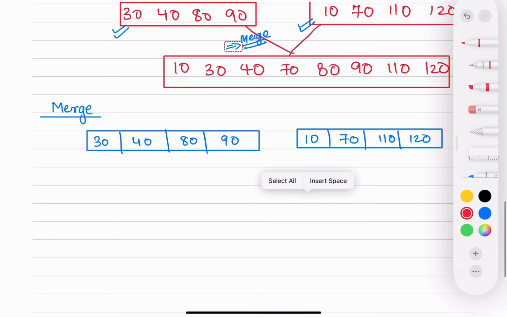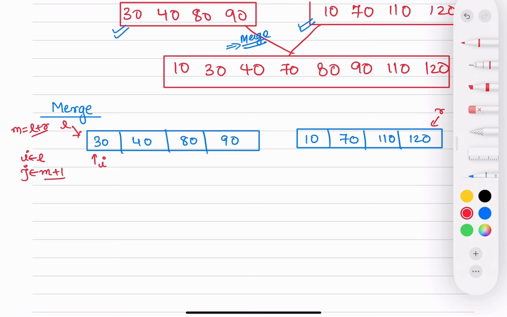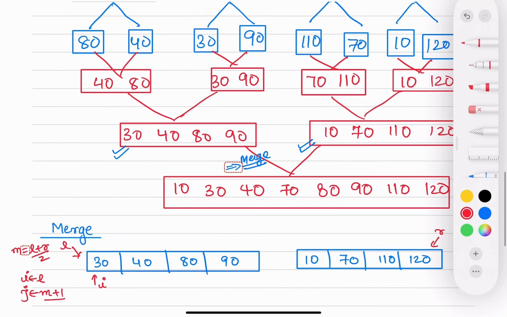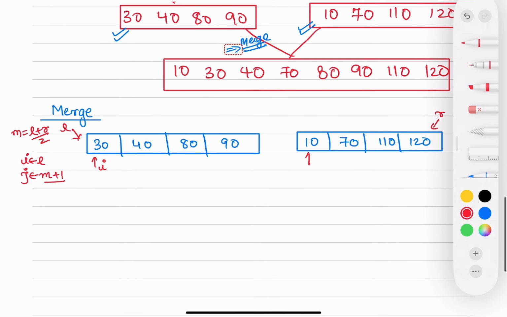What we do, first we define what is left and this is right, if you remember. Then we initialize I to left. So I becomes your left and J becomes your mid plus 1. What is mid plus 1? If you remember, mid was the integral value of left plus right by 2, right? So according to this, this is your J, as simple as that.